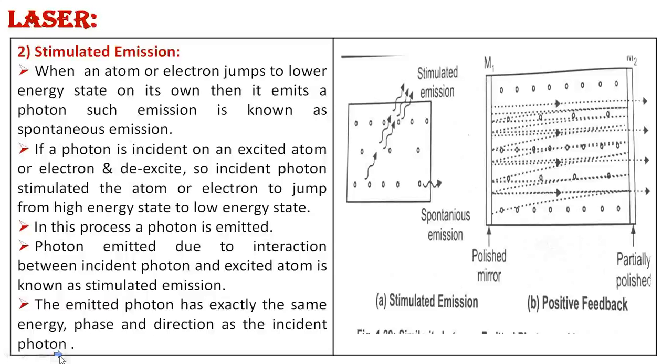If a photon is incident on an excited atom, the incident photon stimulates the atom or electron to de-excite, jumping from the high energy state to the low energy state. In this process, a photon is emitted. The photon emitted due to interaction between the incident photon and the excited atom is known as stimulated emission. The emitted photon has exactly the same energy, phase and direction as the incident photon.